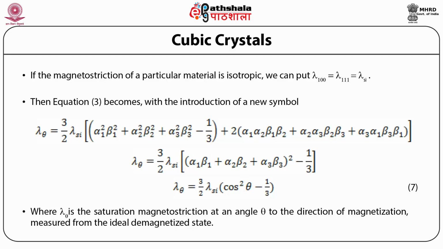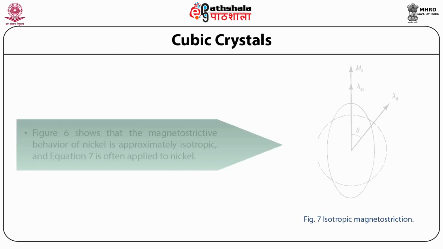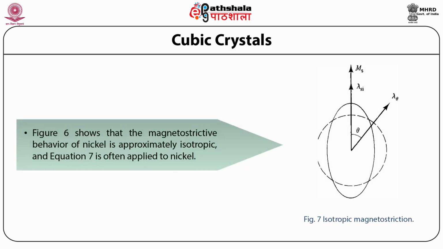Because of isotropy, no reference to the crystal axes appears in equation 7, and the magnetostrictive effect can be illustrated quite simply by figure 7, which shows a demagnetized sphere distorted into an ellipsoid of revolution when saturated, for a positive value of lambda s. Figure 6 shows that the magnetostrictive behavior of nickel is approximately isotropic, and equation 7 is often applied to nickel.